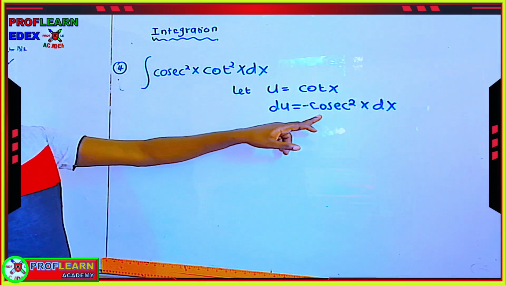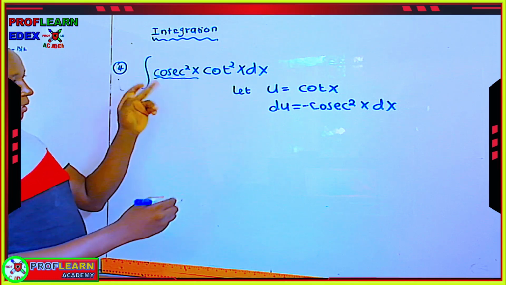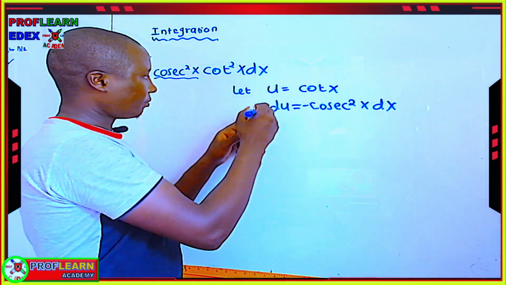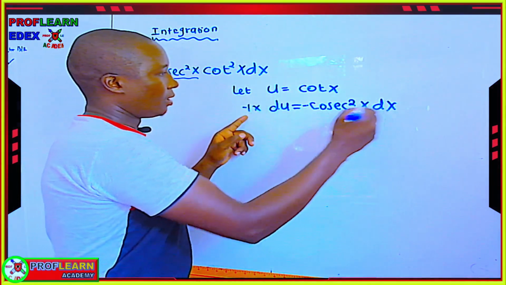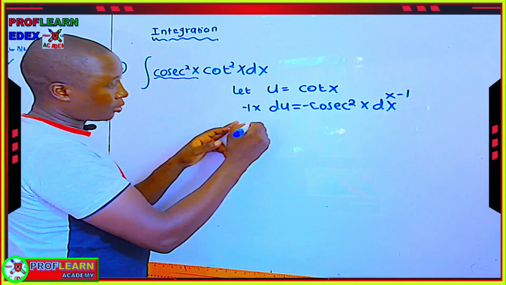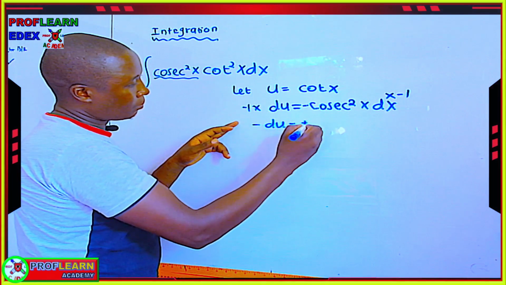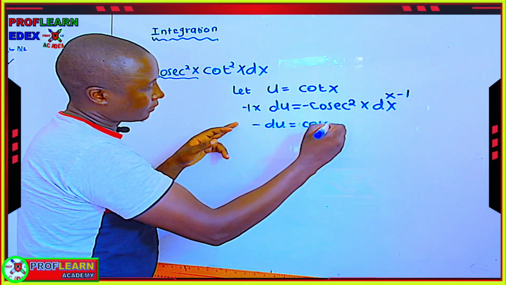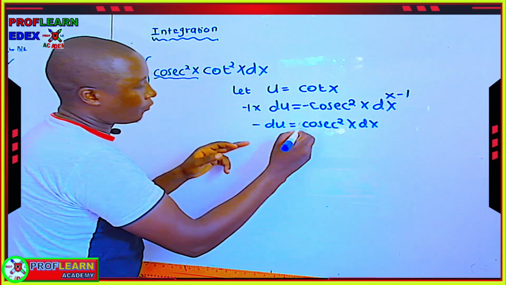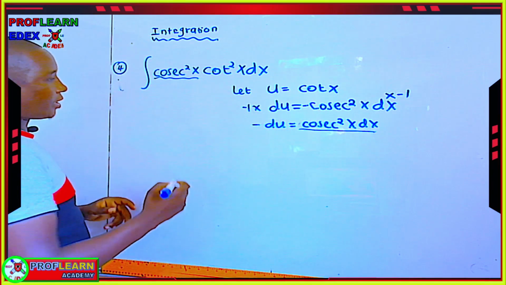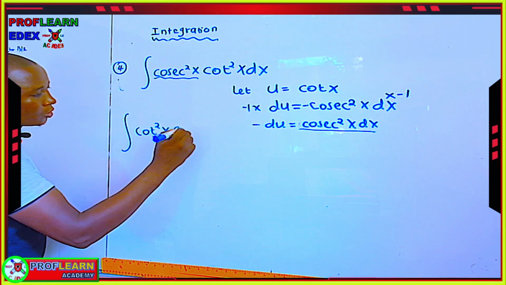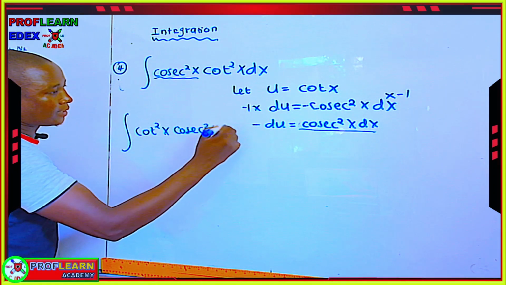Now you can see here we are having what is on this part, but the challenge is whatever we are having here is positive, but whatever we are having here is negative. So we shall multiply by -1, we multiply also this by -1. So multiplying it that way, we are going to have negative du is equal to positive what? Cosec squared x dx. Now, I can comfortably replace this with whatever I'm having here. So let me just write that integral. It's cot squared x cosec squared x dx.